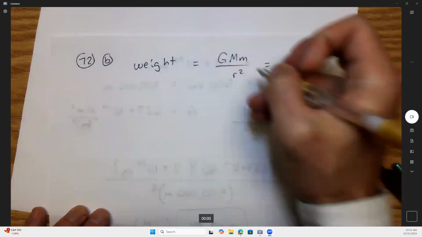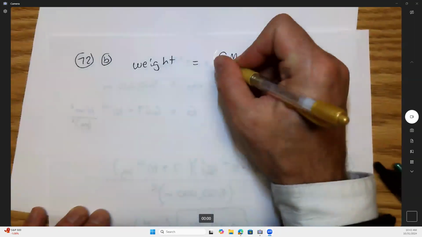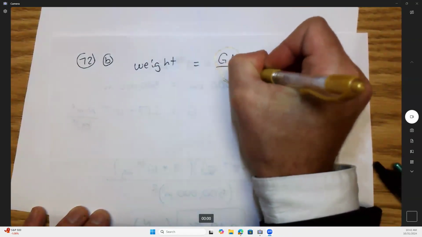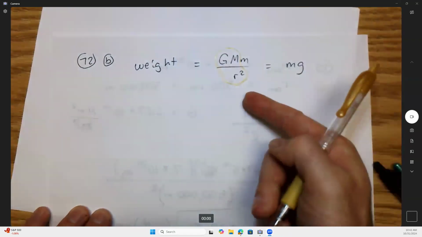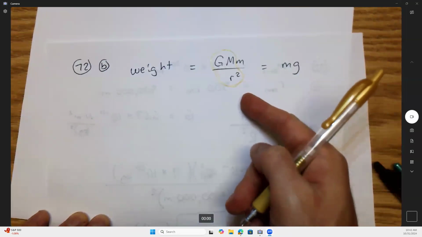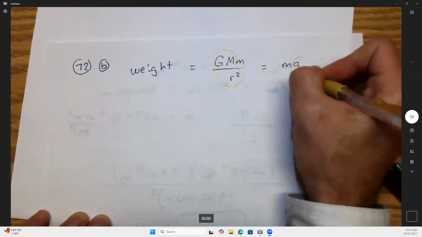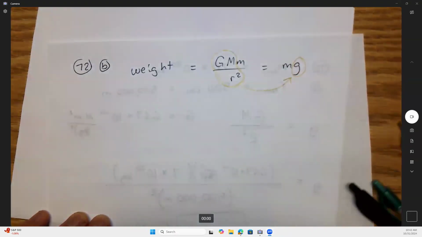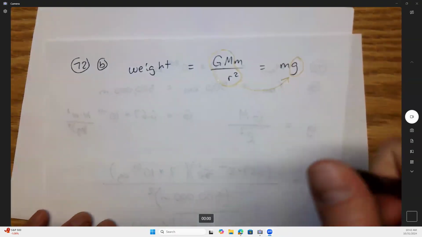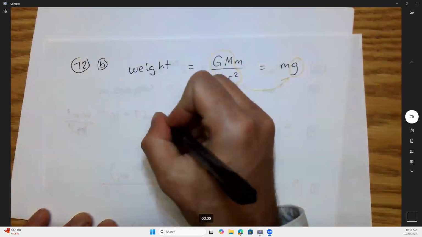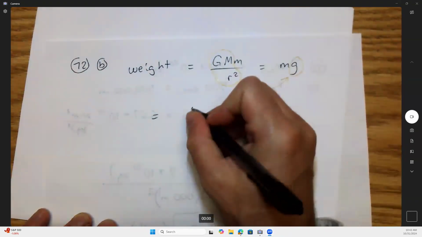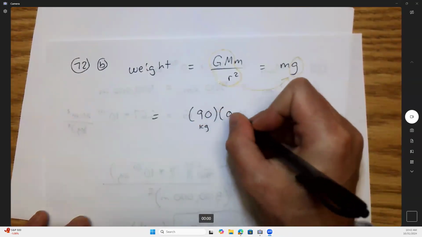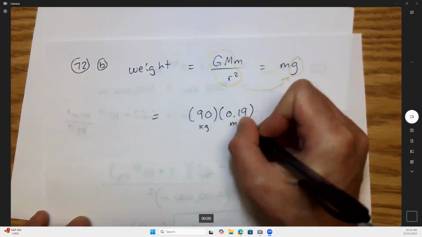You guys remember? We did this yesterday. You guys see this part that is circled in gold ink right there? You see the GM over R squared I just circled? That is equal to what? Yeah, gravity field. That's that little g right there. I think I had you calculate that in your notes a few days back too. So just pick your favorite one. Here, I'll do this one right here. Let's do a 90-kilogram astronaut and a gravity field of 0.19 meters per second squared.